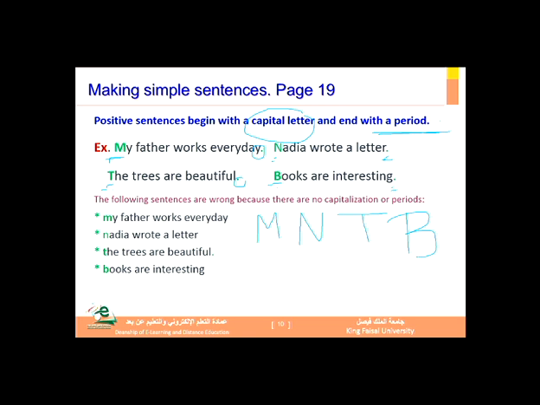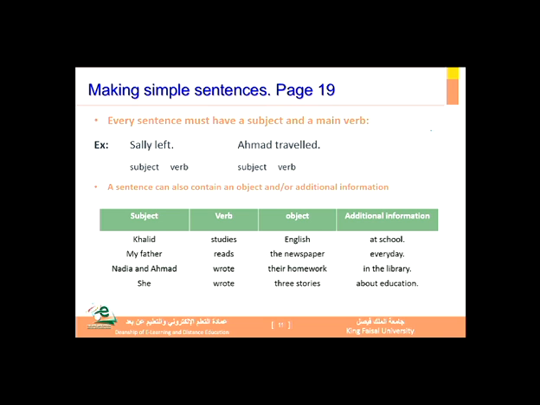Those sentences are also wrong because there is no full stop at the end of them. So you need a full stop at the end of all those sentences, so that we know where the sentence starts and where the sentence finishes. In other words, in any positive sentence, you should have a capital letter at the beginning, and you should end the sentence with a full stop or a period. Let's move on.